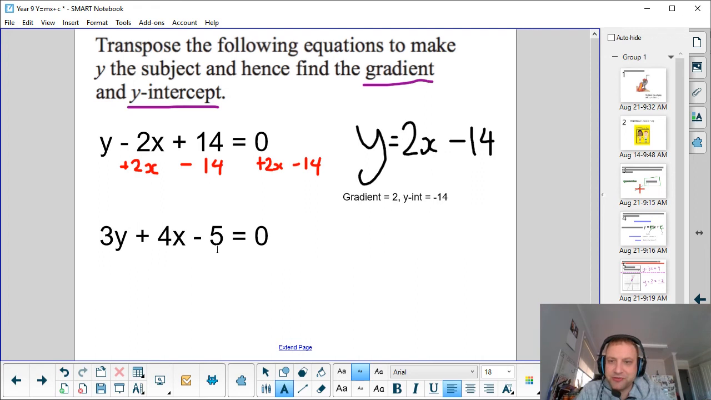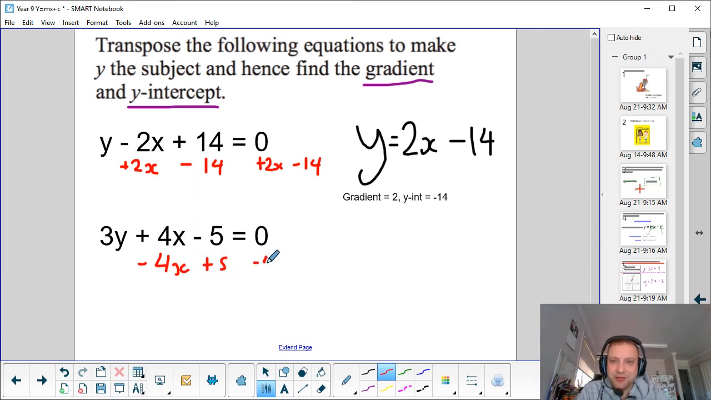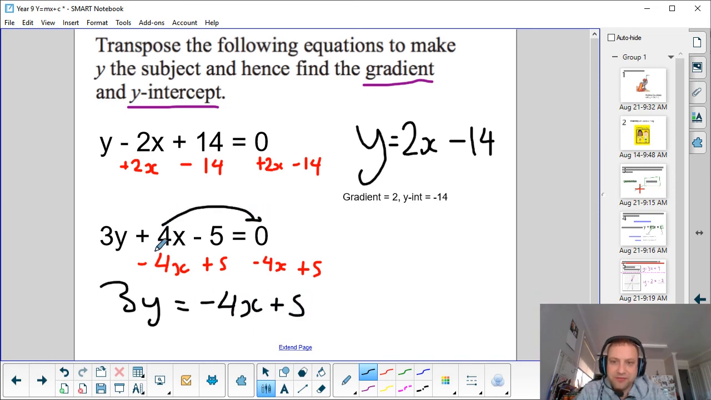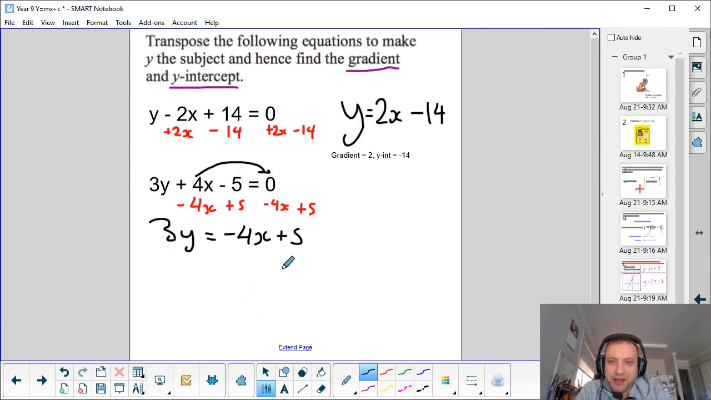Okay, this next one's a little bit trickier. The first thing you want to do is the same. You want to do all your takeaways and your pluses as you can to start with. So we'll move them across here. We'll take away the 4x and we'll add the 5. And what that's going to leave us with is 3y equals minus 4x plus 5. Because I've just moved them over there, but I've done the opposite, right? If it was a plus, I took, and if it was a minus, I plussed. But I don't have y equals, I have 3y equals.